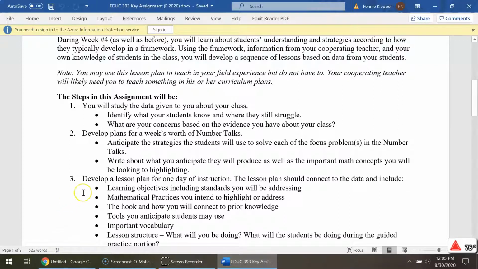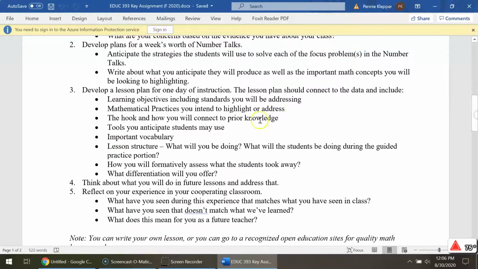So the third step in this assignment process is to develop a lesson plan for 1 day of instruction. Out of those number talks, you need to develop one of those days into a lesson plan. Your lesson plan should connect to the data and include the following information: a learning objective, including the standards, the mathematical practices you intend to highlight, your hook, and how you will connect it to prior knowledge.